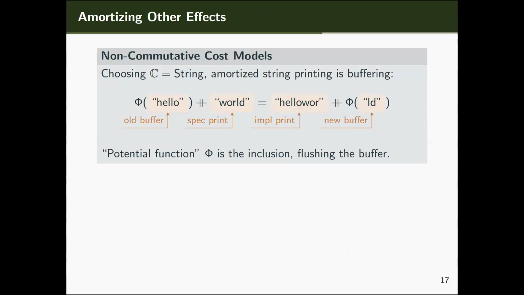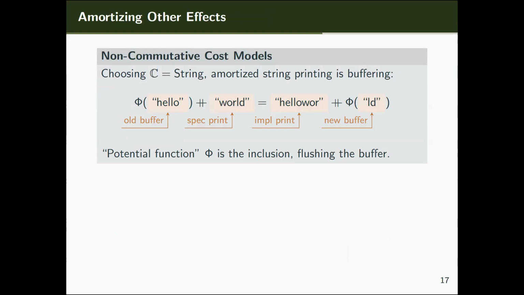So something cool that also falls out of this is you can amortize other effects. So for example, let's say you want to break away from the cost idea for a moment and think about printing. It's the same kind of effect, but you pick that the cost model is now strings, a little bit silly. You can think about amortizing string printing, and that's exactly buffering. So you can give the equation from before.